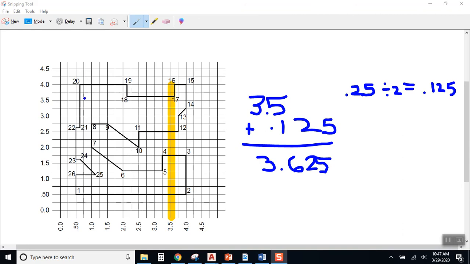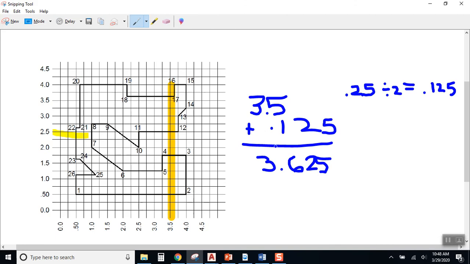And of course that works the same with the y, like right here. 0.21, if we're looking for the y coordinate, well, here's 2.5. Right, so it's a little bit more than 2.5. So again, it would be 2.5 plus 0.125.